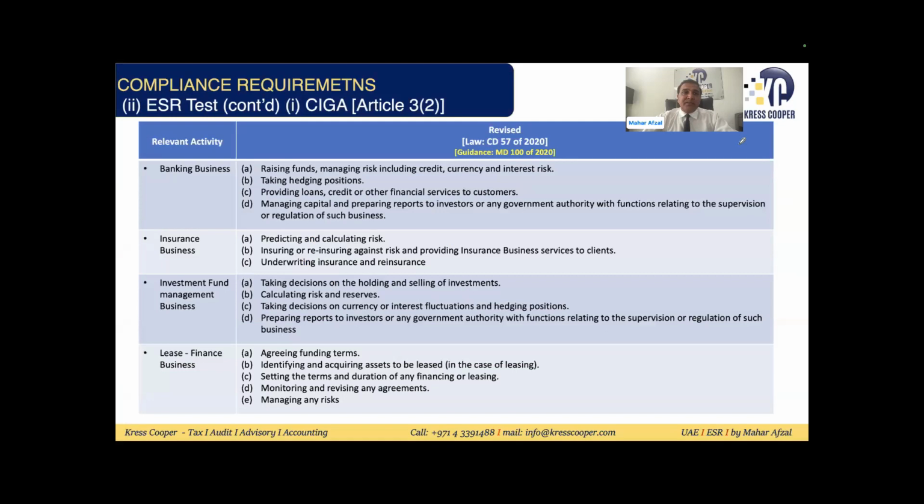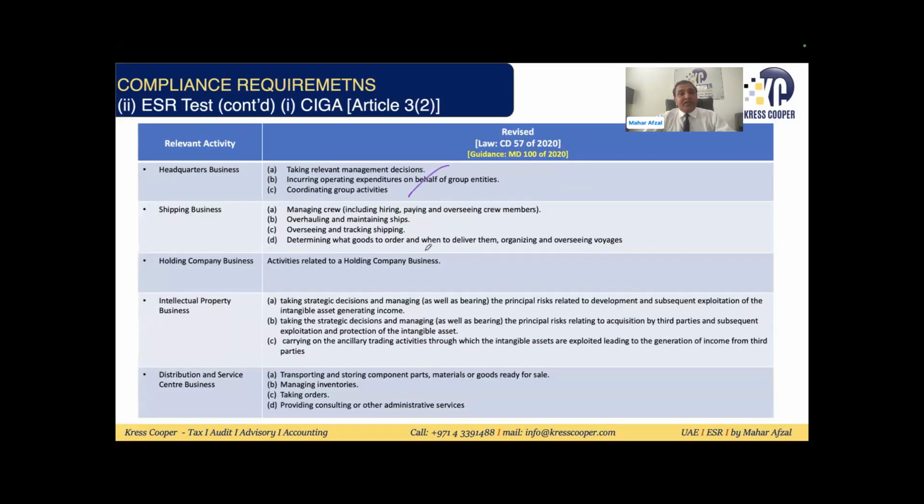First of all, these are the core income generating activities for the banking business, insurance business. These are the various SIGA activities. For each relevant activity, I have mentioned the SIGA activities here.